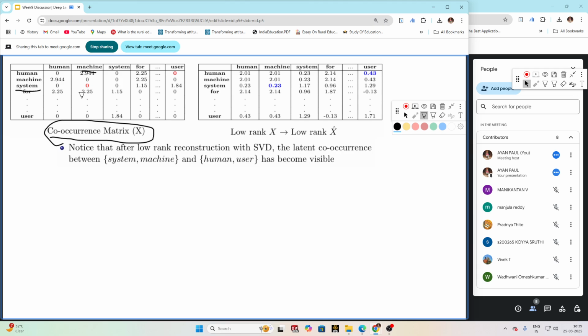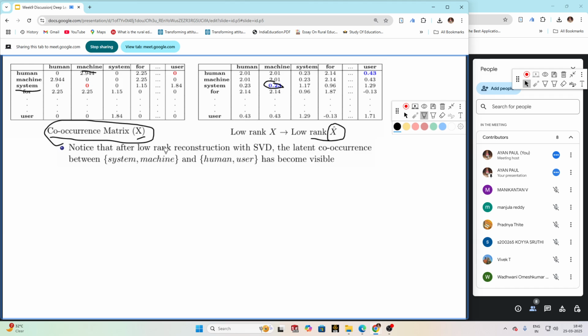That means system and machine are not occurring together in our corpus. But that is not the case. Okay, we know that is not the case. Whenever you apply this to a big corpus, system and machine must be related somewhat. So what SVD does is, whenever we convert this X matrix to a lower rank matrix by applying SVD, you can see system and machine are now related by 0.23. Okay, so that is the thing.